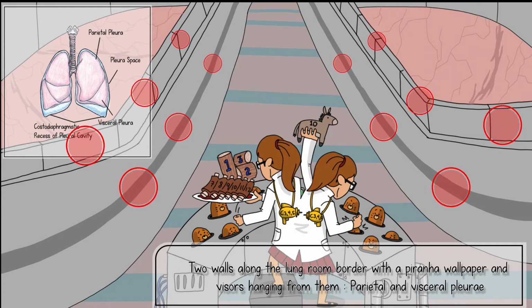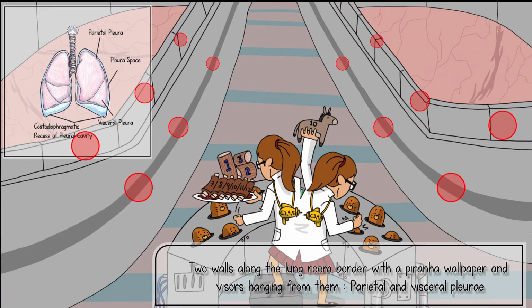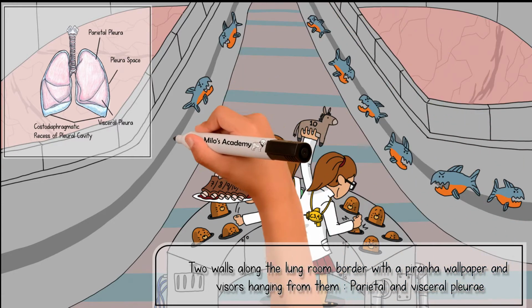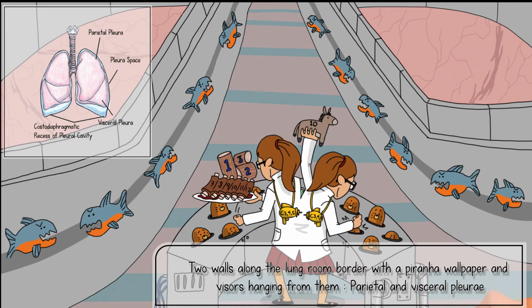Just as there are two layers of the pleura, we'll have two walls along the lung room border. To help you remember that these walls represent the parietal and visceral pleura, respectively, we'll put piranha wallpaper on the outer layer of the two walls surrounding the lung room and hang some visors on the inner one.